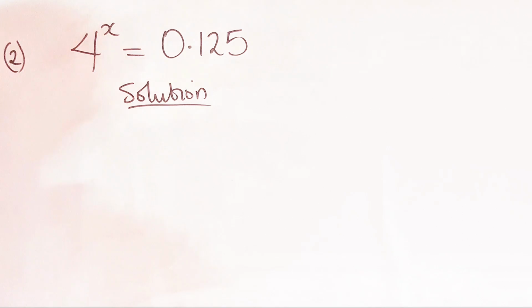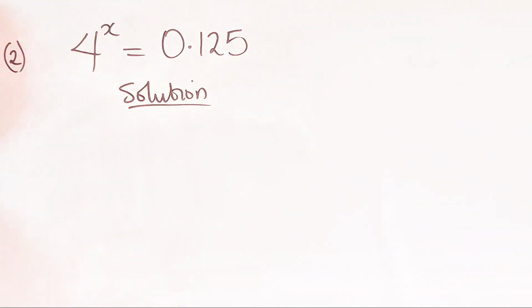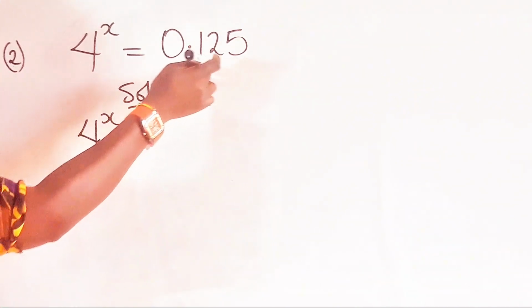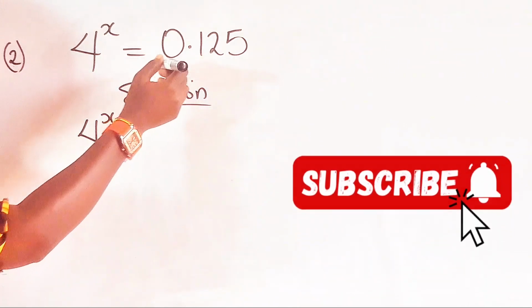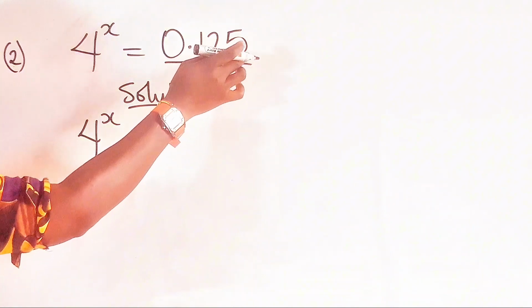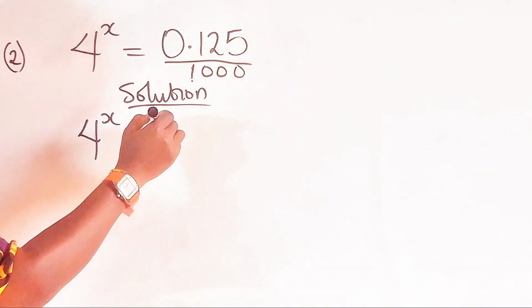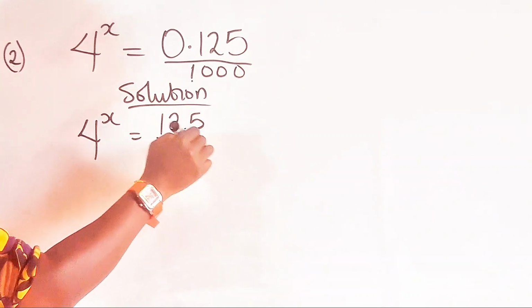Now, the first thing I'm going to do here is to express this decimal as a fraction. Okay, so we are going to have 4 raised to the power of x. To convert this to a fraction, we are going to be dividing by 1000. So this decimal point will become 1, and every digit that comes after the decimal point is 0. So I'm going to be dividing 125 by 1000.